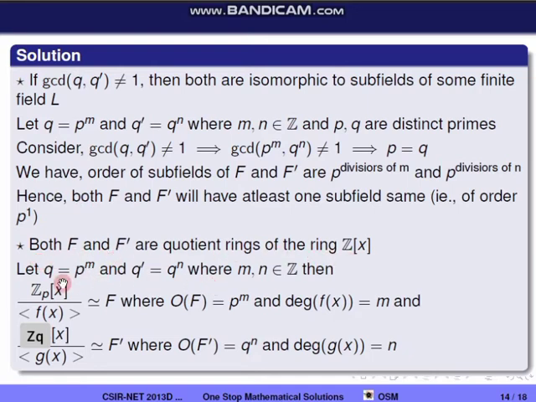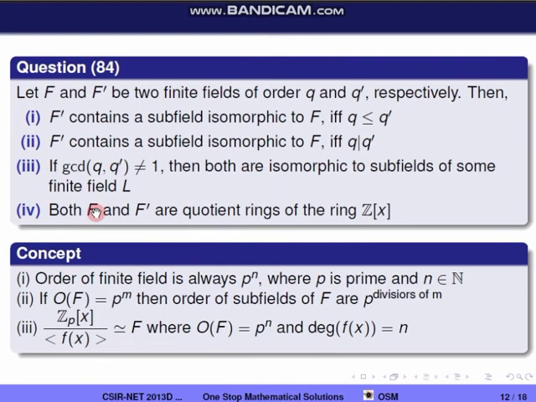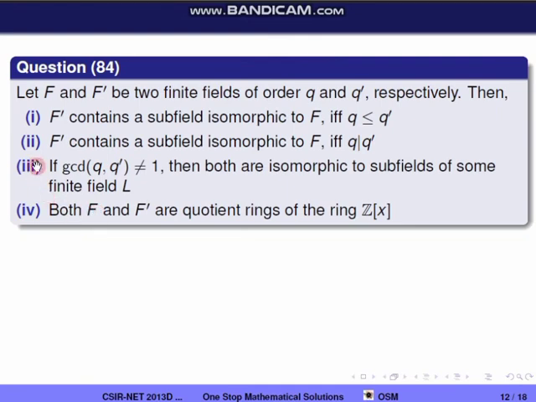So if I take q is equal to p^m and q' is equal to q^n, then we can write F is isomorphic to Zp[x] divided by the ideal generated by f(x), where degree of f(x) is m, and F' is isomorphic to Zp[x] divided by g(x), where degree of g(x) is n. So F and F' are isomorphic to quotient rings of Zp[x]. So this option is also correct. So we'll check the correct options. So the correct options are 3 and 4.